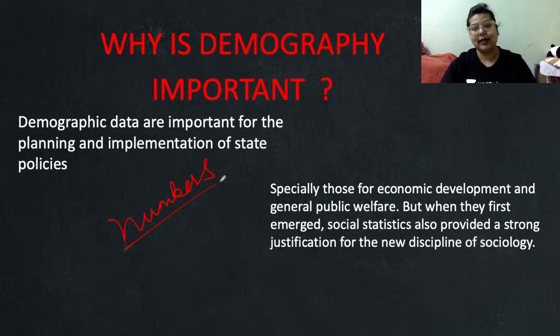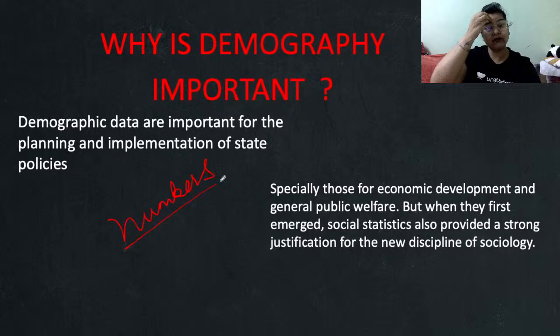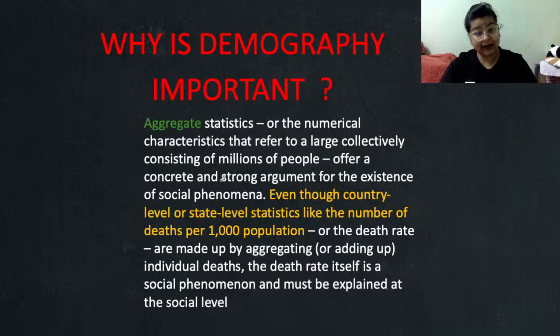This is very important. When they first emerged, social statistics also provided a very strong justification for the new discipline of sociology, because it was just streamlined. So it started, and it was justified that yes, this field and stream is very important. And how? Now, why is demography important? Because of the aggregate statistics. These were numerical characteristics referring to large collectivities consisting of millions of people, not thousands, not lakhs, millions of people. This was a social phenomenon.